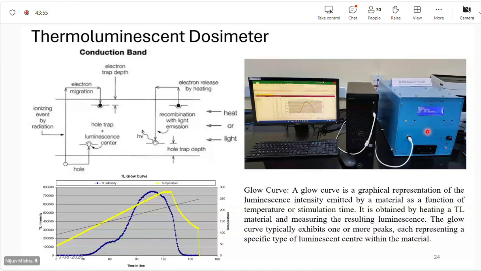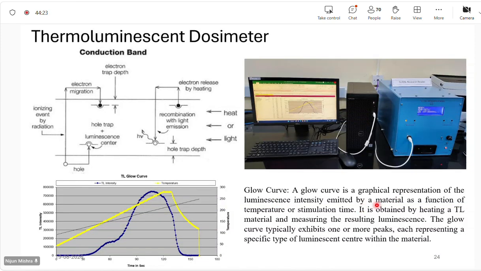So this is the glow curve which we can obtain with this type of TL readout device. A glow curve is normally a graphical representation of the luminescence intensity emitted by the material as a function of temperature or stimulation time. It is obtained by heating a TL material and measuring the resulting luminescence. The glow curve typically exhibits one or more peaks.